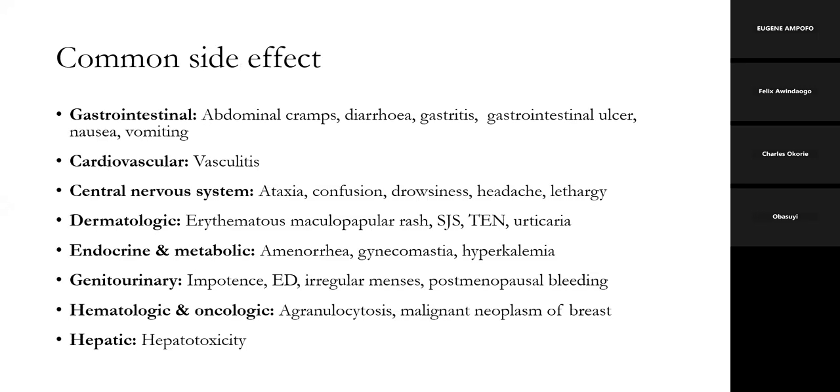Side effects: abdominal cramps, diarrhea, can cause nausea and vomiting in some people, drowsiness, headache. Some people develop a hypersensitivity reaction to it. Amenorrhea, gynecomastia, hyperkalemia, which we all know is the most common cause. Agranulocytosis, and it has been reported to cause malignant neoplasm in some cases because of the off-target activity of spironolactone.